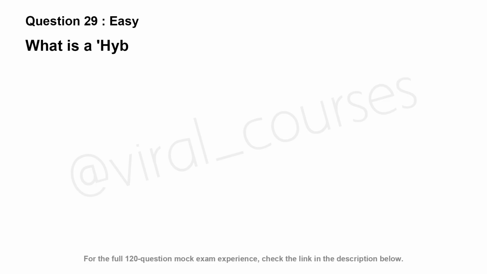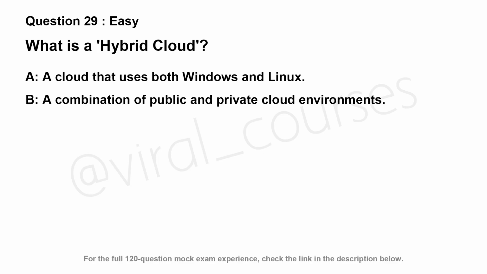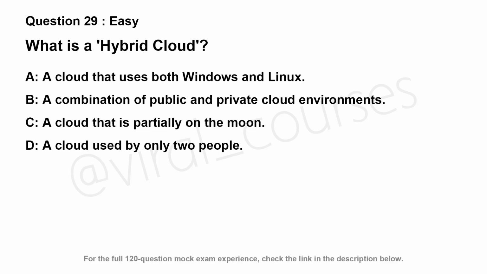What is a hybrid cloud? Option A. A cloud that uses both Windows and Linux. Option B. A combination of public and private cloud environments. Option C. A cloud that is partially on the moon. Option D. A cloud used by only 2 people.